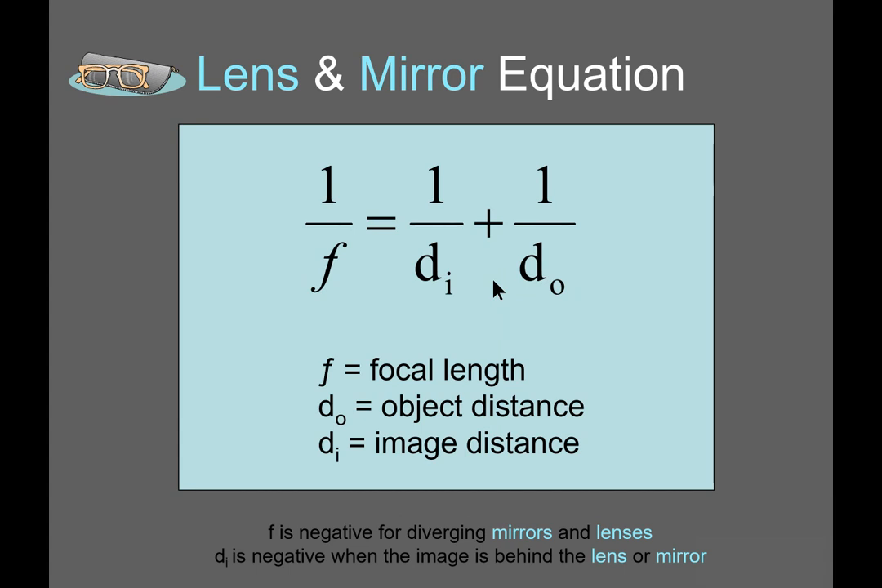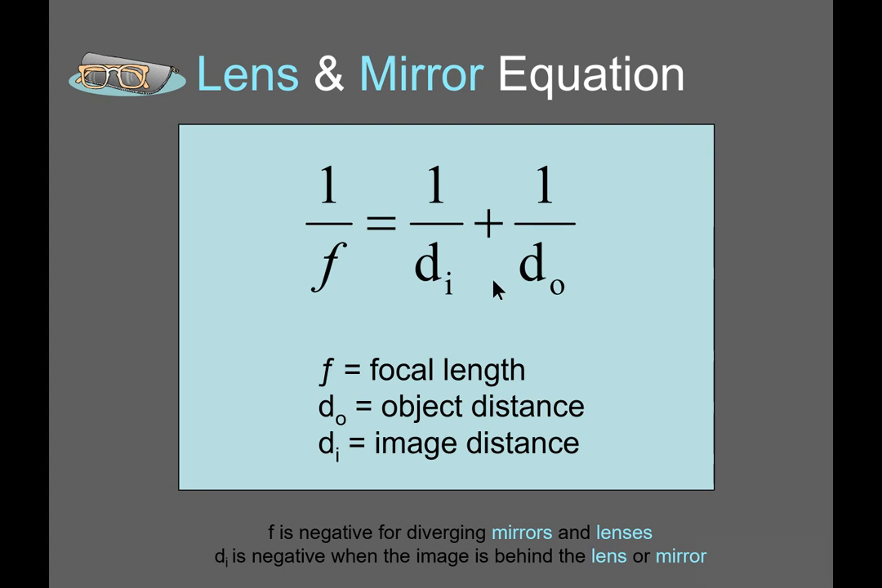Lenses and mirrors do have an equation. It's not that bad of an equation. It looks scary because of fractions. So again, no running away. I promised you no angles. I didn't promise you no fractions. But we got this. So remember, little f is your focal length. Remember that's half of your radius.